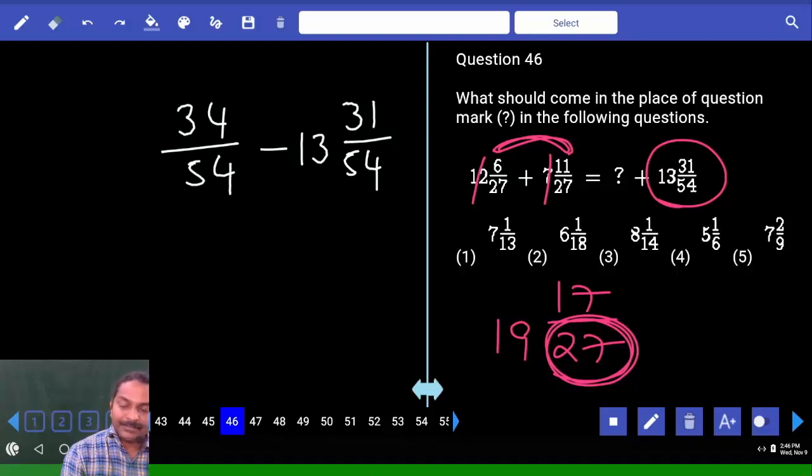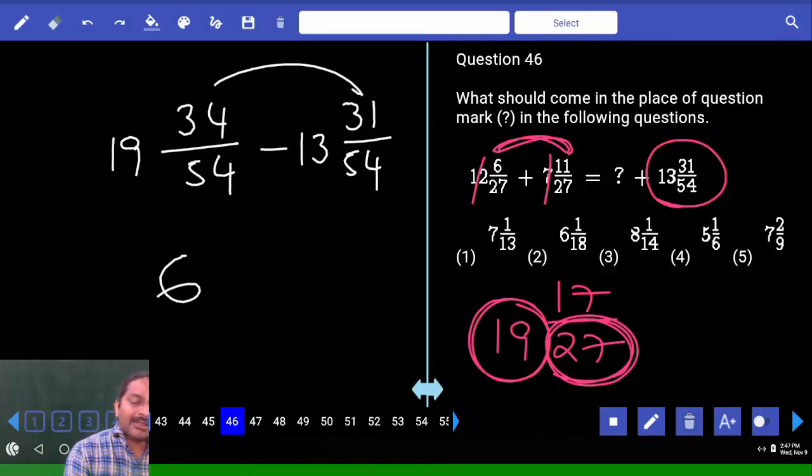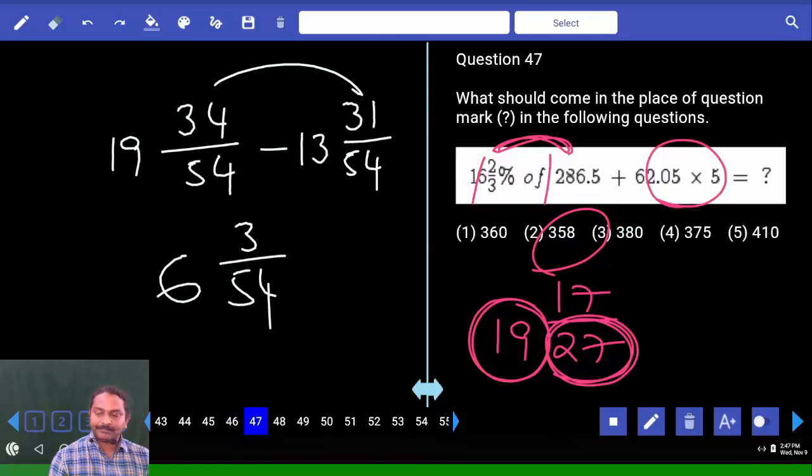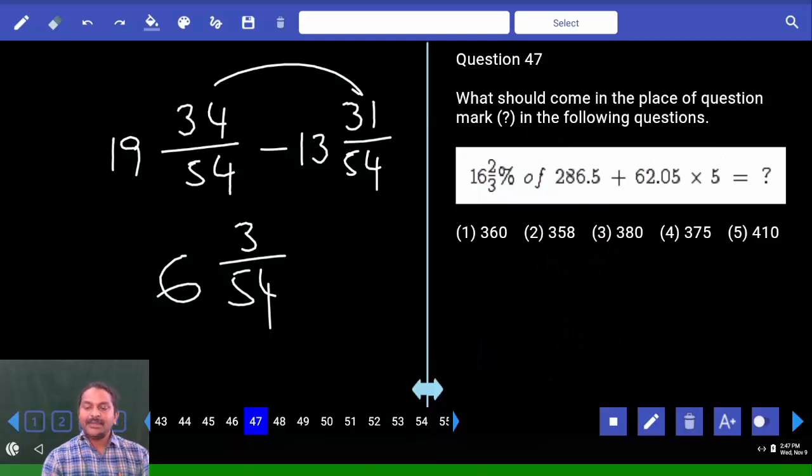Is that okay? Now do you have to multiply the integer with 2? No, not required. 19. Yes? 19 minus 13. And here you get 3 by 54. Answer should be in 6 something. And there is only one. Yes? 16 2 by 3%. 1 by 6.